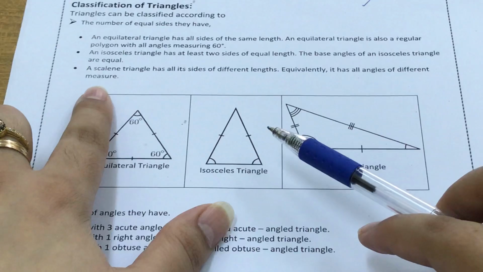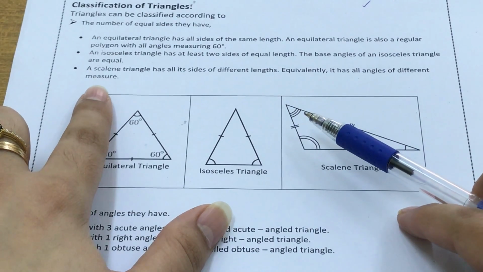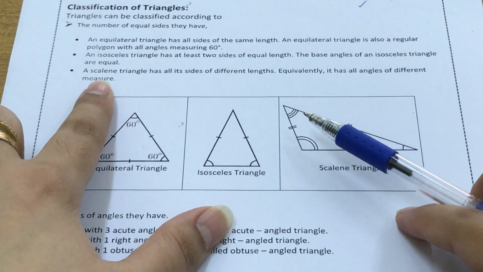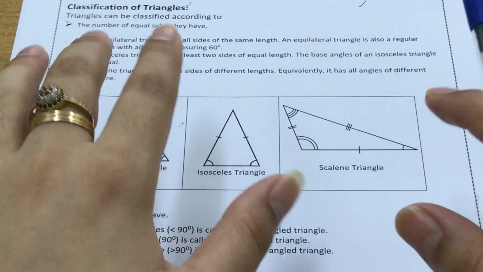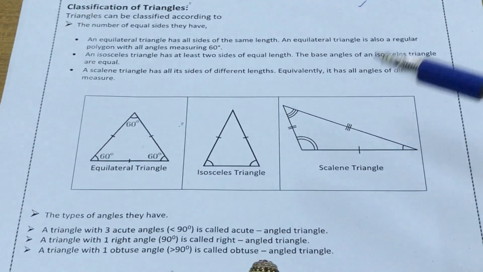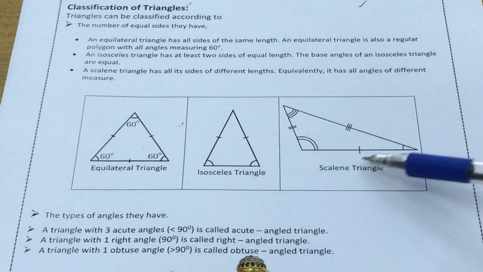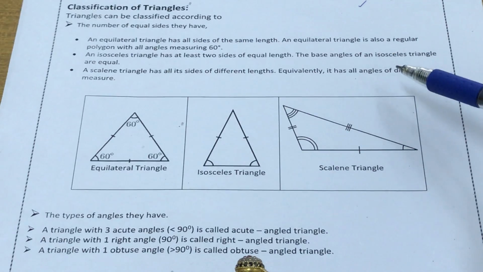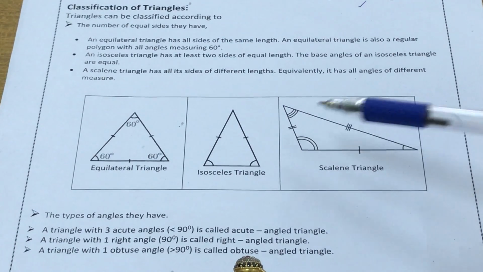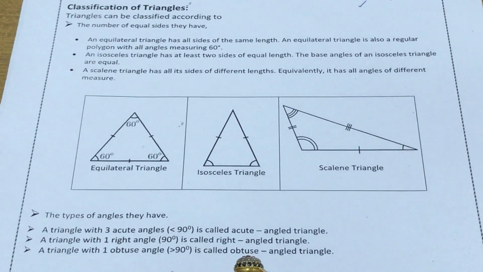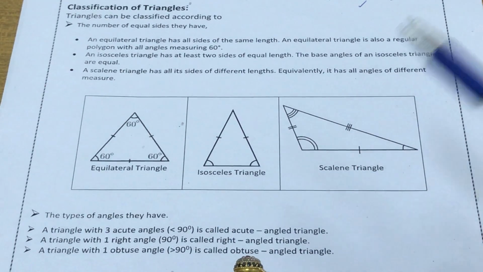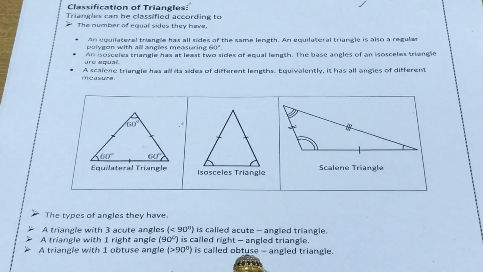The third type of triangle according to the number of equal sides is a scalene triangle. And in a scalene triangle we have the measurements of all the sides different. We have different measurements of all the sides, right? You can see here the marks are different, right? These marks show that no side will be equal to each other, right? All the three sides have different measurements, and similarly all the three angles will have different measurements, right?